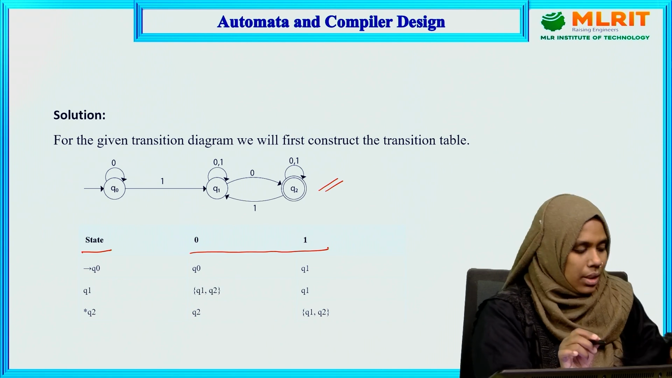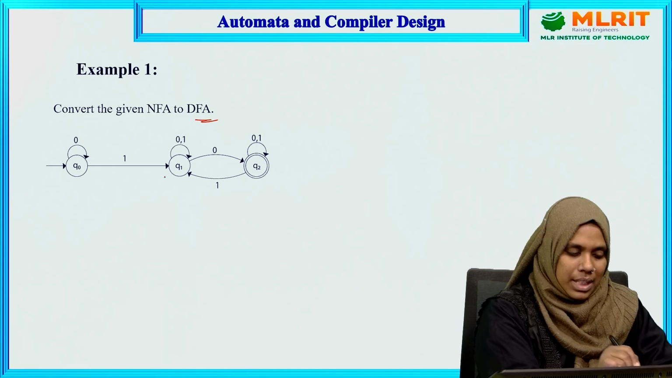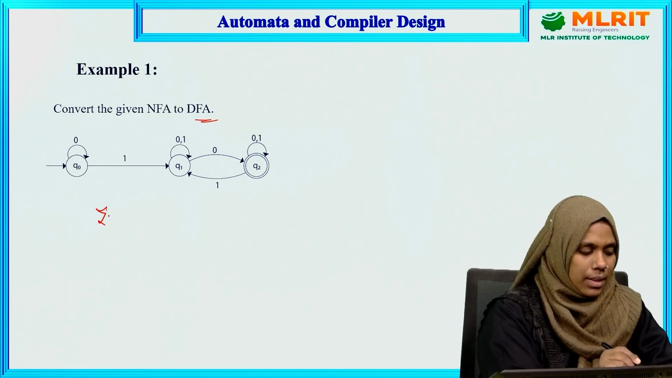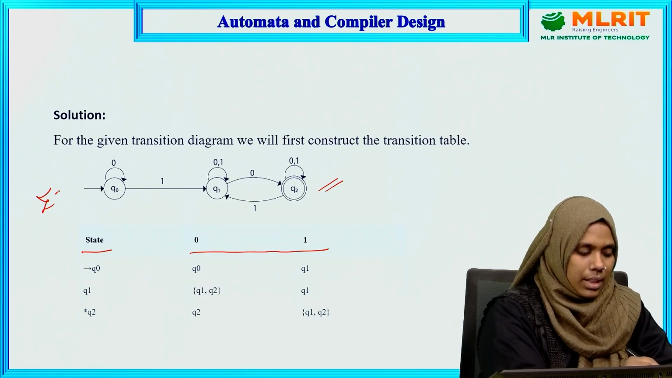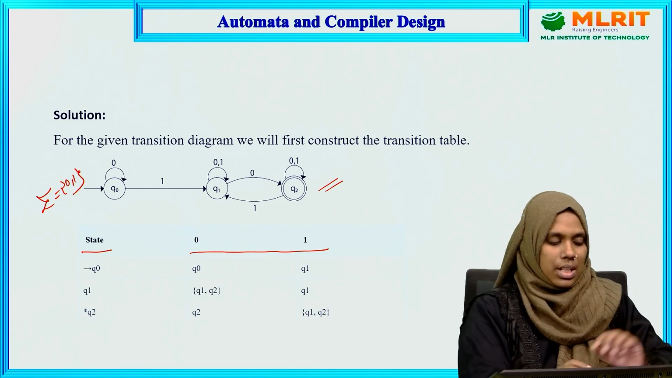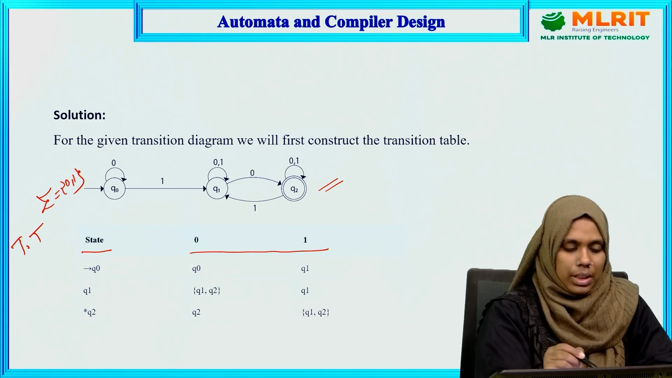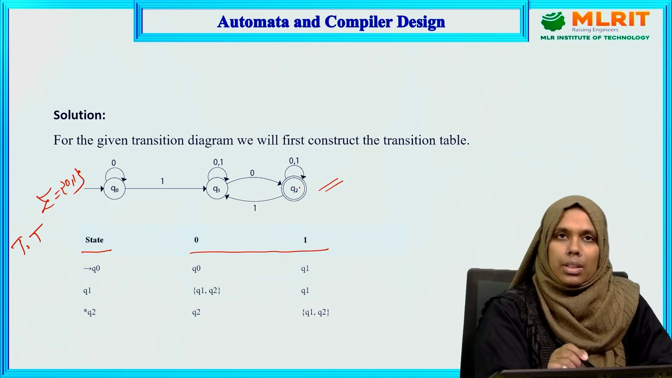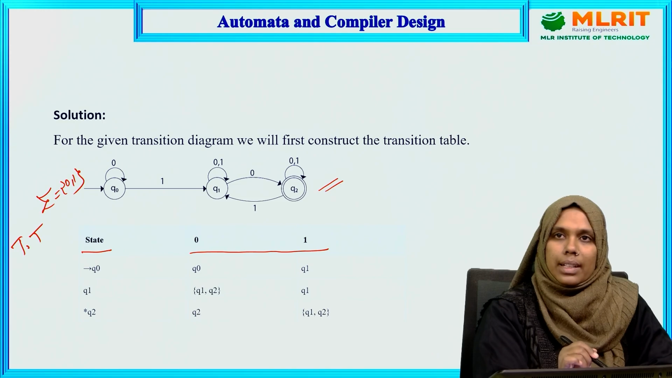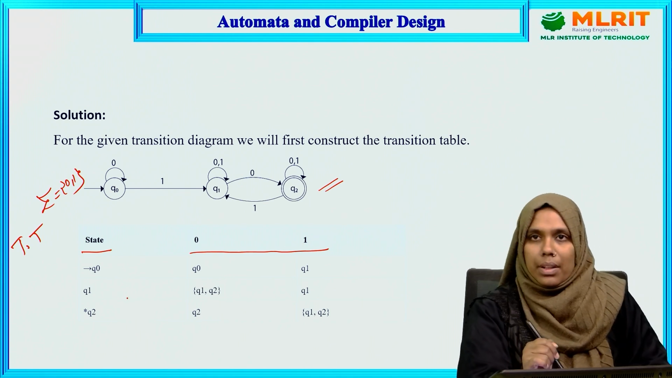If you look at the question, they didn't specify the input, but by seeing the question we can say that the input symbols are nothing but 0 and 1. This is known as the transition table. So for the question given in the problem, first we have to write the transition table. The transition table consists of states, inputs, as well as the transition function.